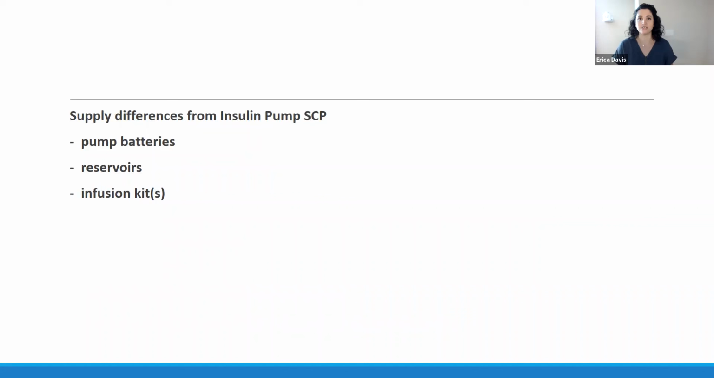So pump batteries, reservoirs, and infusion kits. Those little bits of extra things that are needed to make sure that the pump functions appropriately.